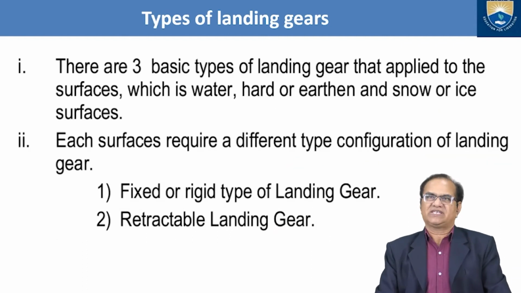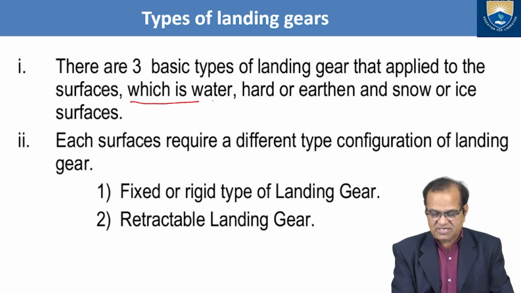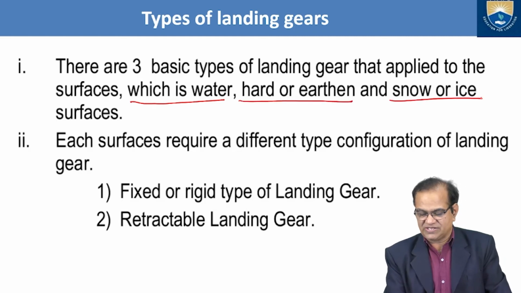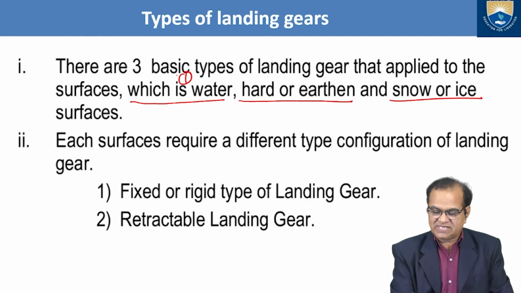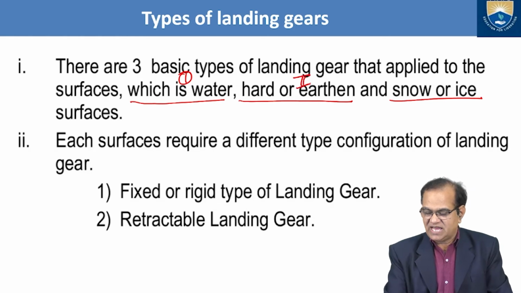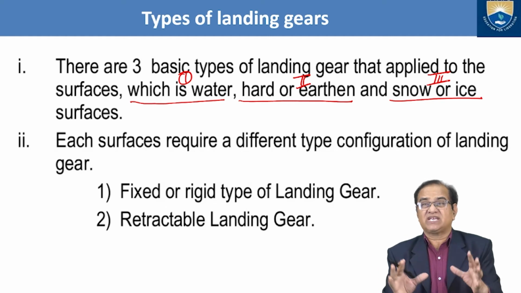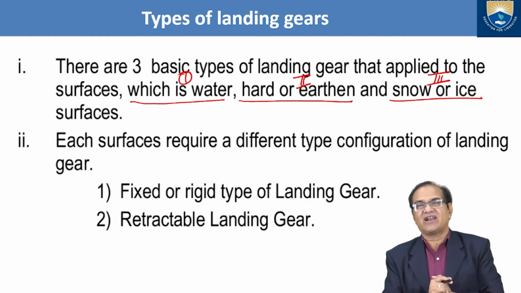Now I will discuss the types of landing gears which are used on the aircraft. You will see that there are three basic types of landing gear that apply to the surfaces. The first one is water, the second hard and earthen, and the third snow or ice. So these are three basic surfaces where the aircraft can land.